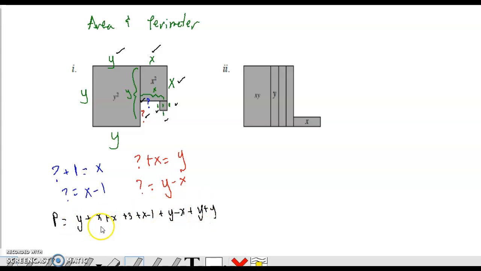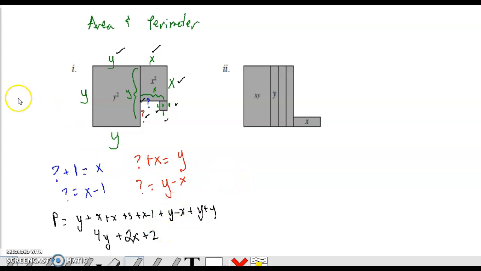Let's add them all up. So how many y's do I have? I got 1, 2, 3, 4. So I have 4 y's. How many x's do I have? I got 1, 2, 3, but then I'm subtracting 1. So really that's 2 x's. And then how many 1's do I have? I have a negative 1 and I have a 3, so that must mean that it's 2. So that is my perimeter.